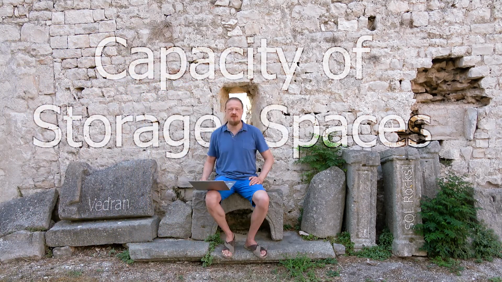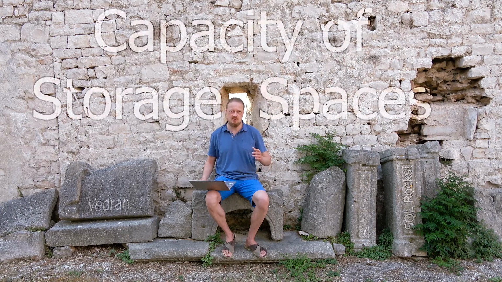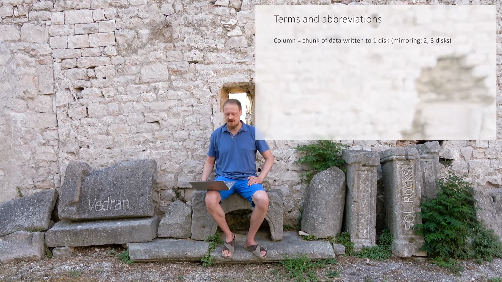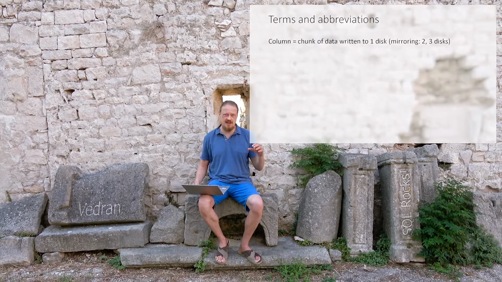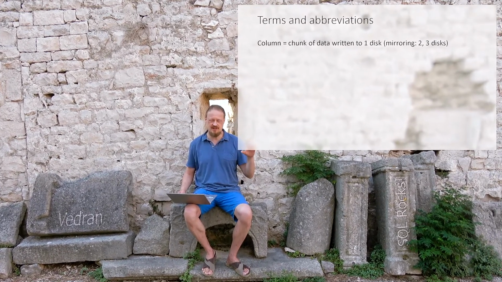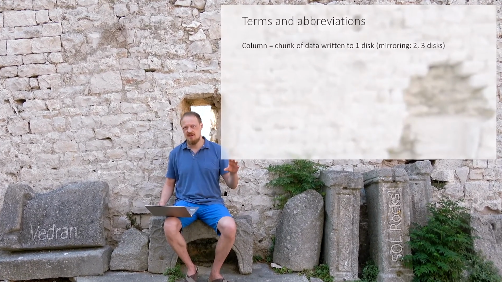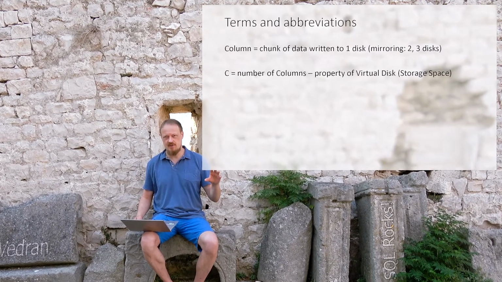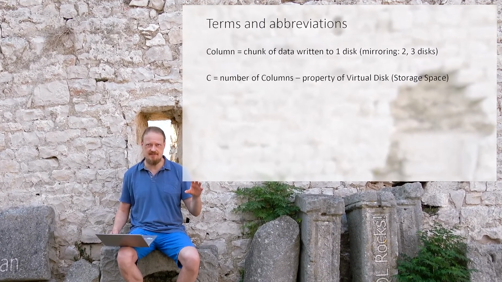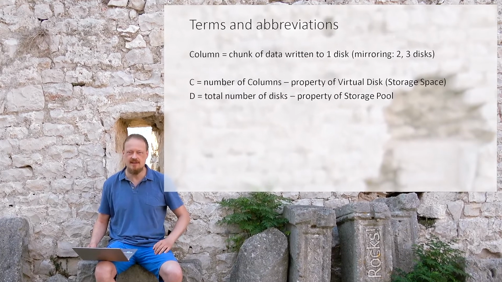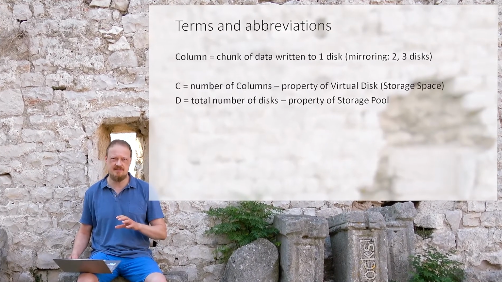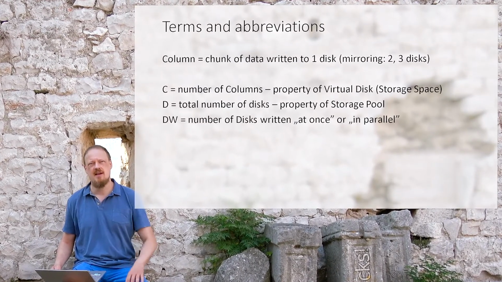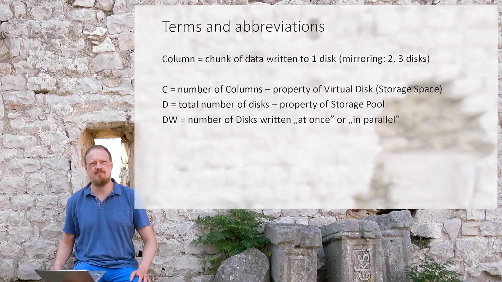So first, a few terms about storage spaces we will use. Column is a chunk of data written to one disk. We will mark it with the letter C, so number of columns. D is total number of disks. Disks written is basically a stripe.